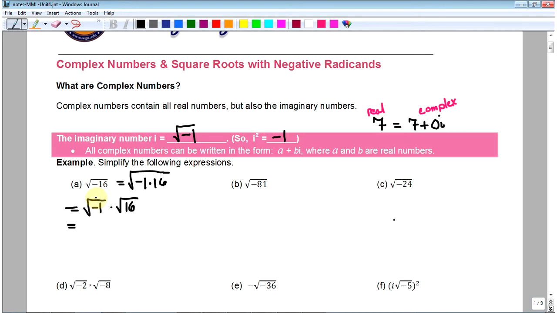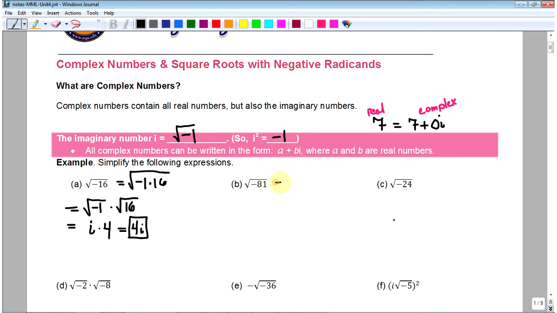By the definition that we just went over, the square root of -1 is equal to i. The square root of 16 is equal to 4. Well, i times 4, we would just write as 4i, the same as we would a variable. And that would be our answer. So the square root of -16 is equal to 4i.